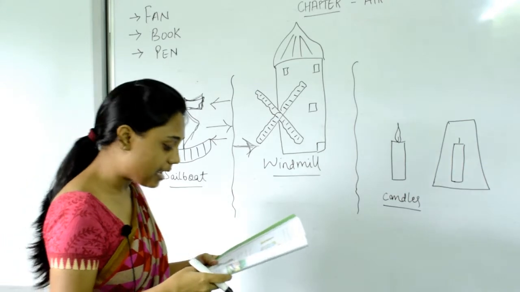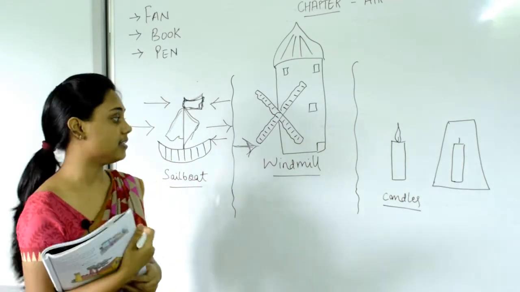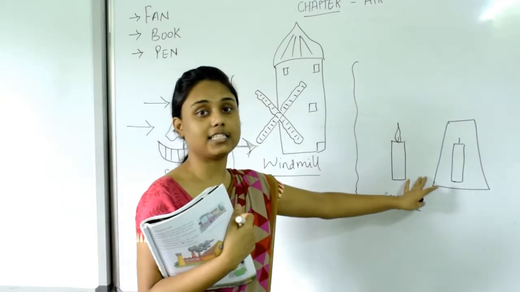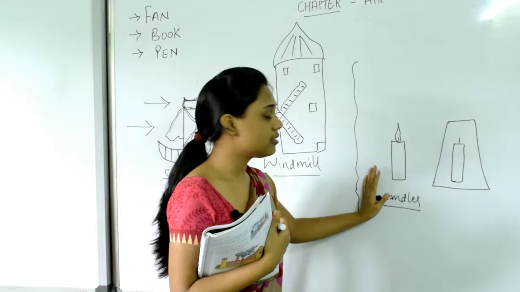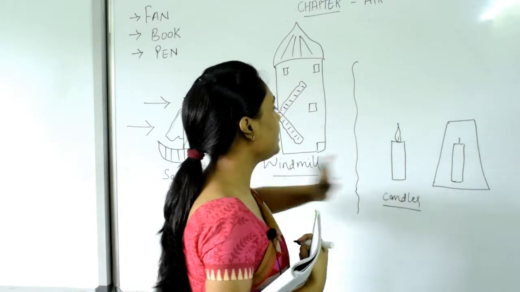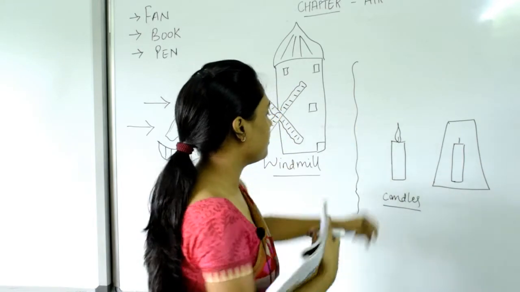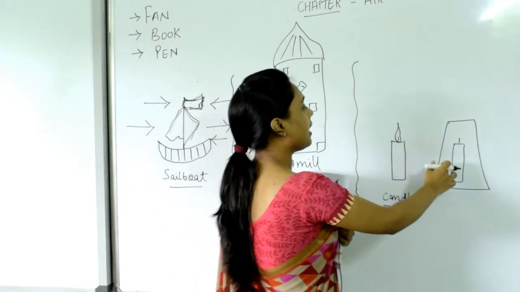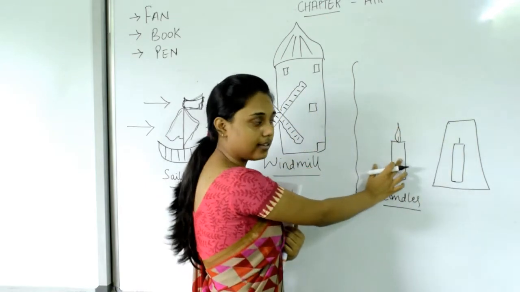Now, on the same page, page number 60, we have two candles, just like this. This is an activity, okay? You can do this at your home under supervision. So we have two candles, okay? We are lighting these two candles. So these candles need air to keep burning. This is a burning candle, okay?